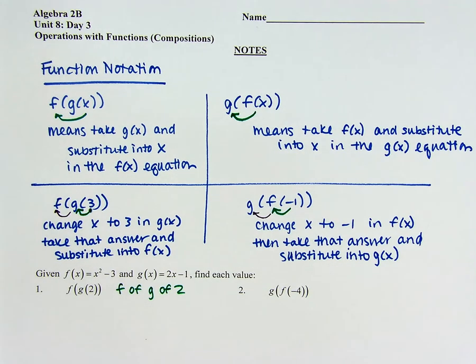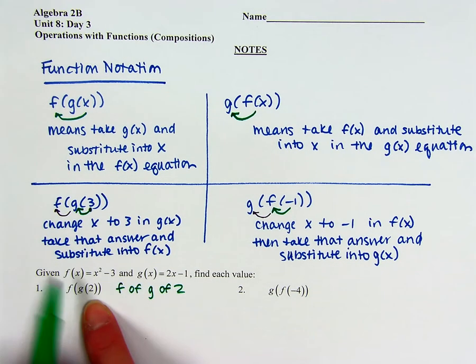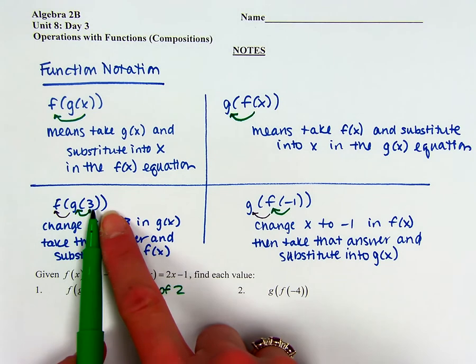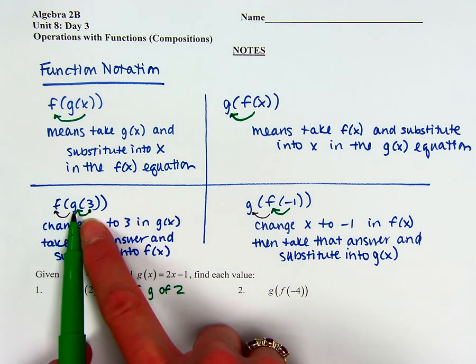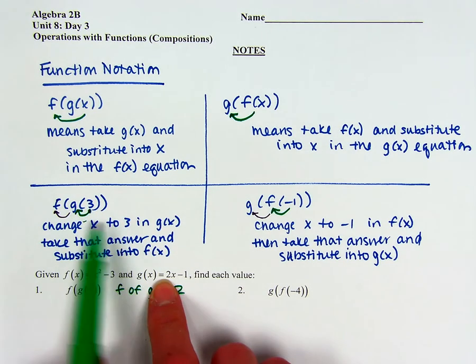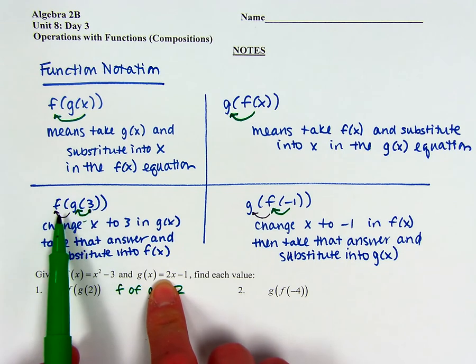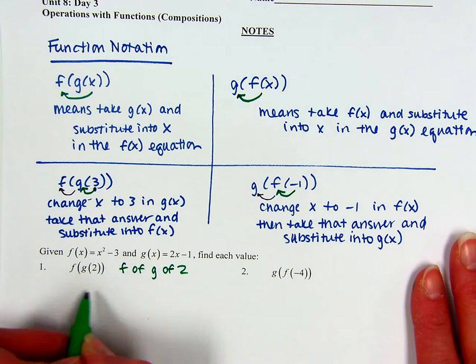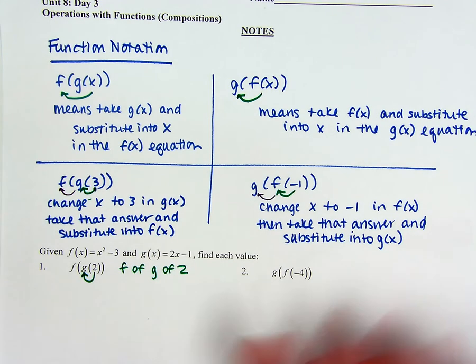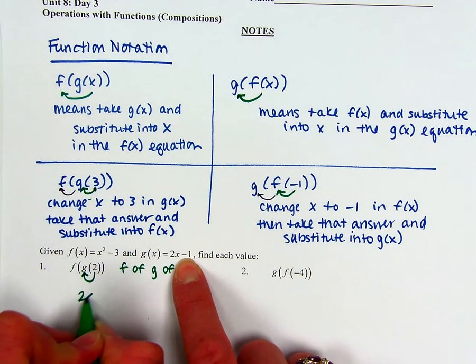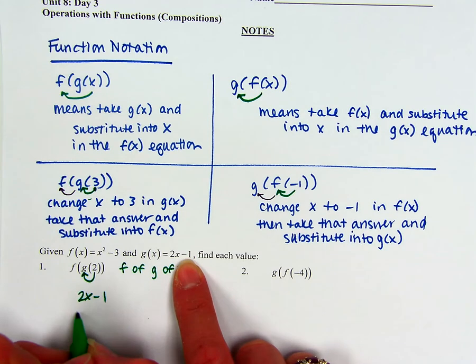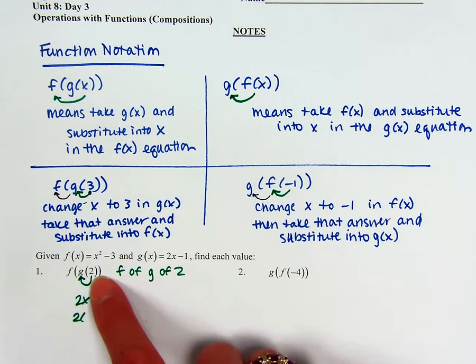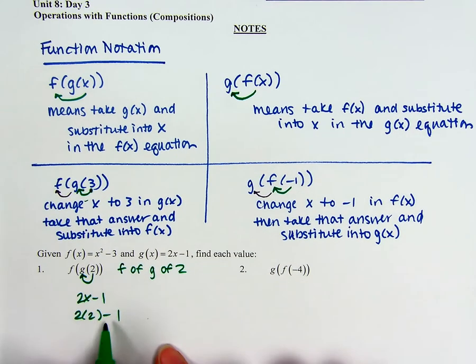Okay, so they want you to take that number, right? If you're given a number, you're going to take this number, plug it into whatever equation you see here, get an answer, and then you're going to substitute it into this equation. So it's like a two-step problem. Whatever number you see here, you're going to start by putting that into g of x. So what is g of x? G of x is 2x minus 1. But they don't want you to use x, they want you to replace x with the number 2. So now 2 times 2 is 4, 4 minus 1 is 3.